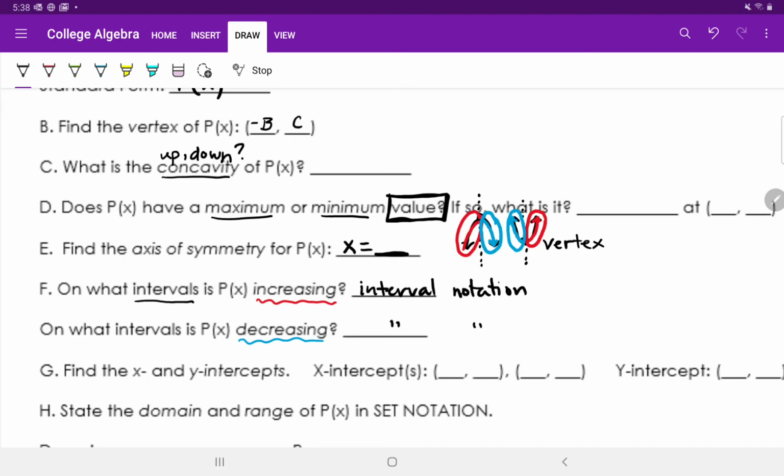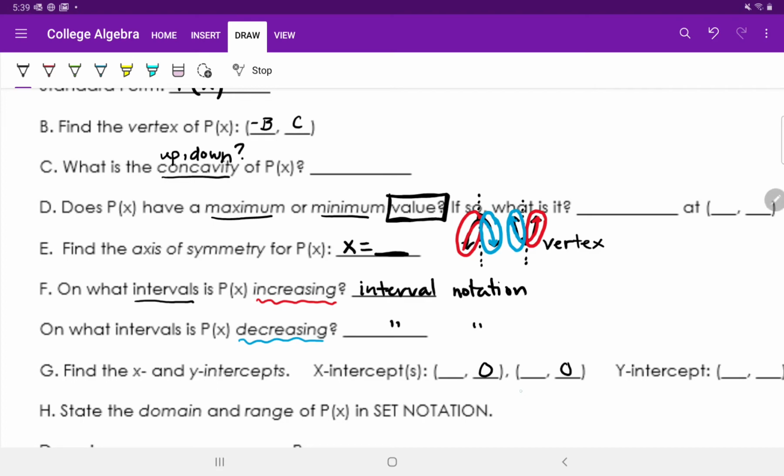All right, and then for part G, we're looking for the x-intercepts and the y-intercepts. The x-intercepts are the places where our y values equal 0. So you can find those in any number of ways. We're basically looking for what we call the zeros of the function. So you set the function as a whole equal to 0. And depending on which version of that you use, you're going to solve differently.